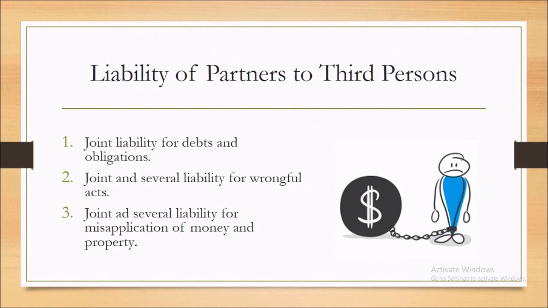If you have misapplied money or property, that is fiduciary fraudulent conduct, which can be considered a severe criminal offense, subject to criminal penalties under the law. So there are joint and several liabilities for misapplication of money and property. You cannot misapply the money and property of third persons which are given to you under the name of the partnership.